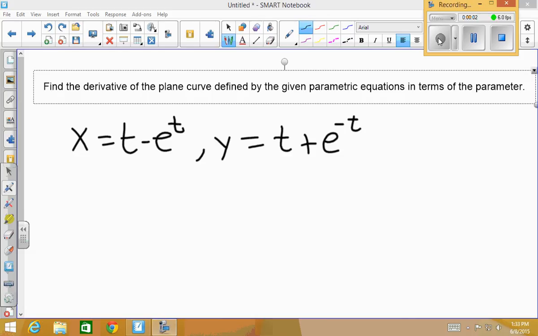Find the derivative of the plane curve defined by the given parametric equations in terms of the parameter. Here, x is equal to t minus e to the t, y is equal to t plus e to the negative t.